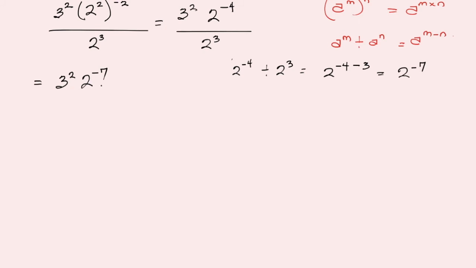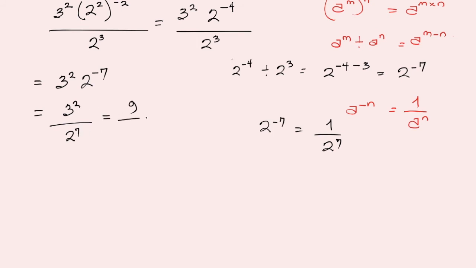And essentially what 2 raised to the power minus 7 means, remember the rule that says that a raised to the power minus n is equal to 1 over a raised to the power n. So 2 raised to the power minus 7 is equal to 1 over 2 raised to the power 7. So that means that what we have here is actually 3 squared over 2 raised to the power 7. And that is equal to 3 squared is 9, and 2 raised to the power 7 is equal to 128. So this boils down to 9 over 128.